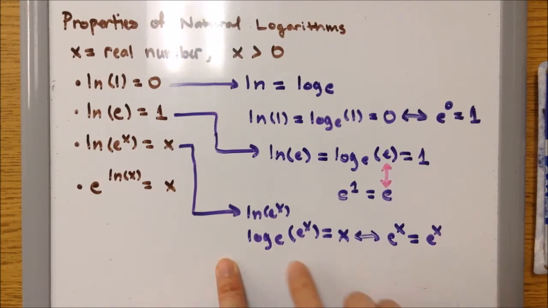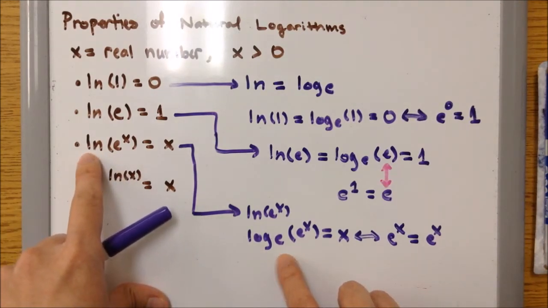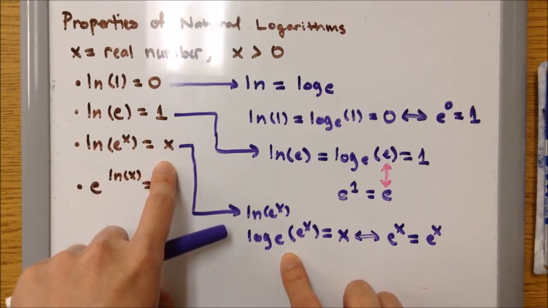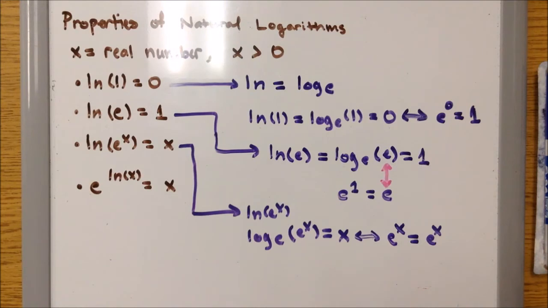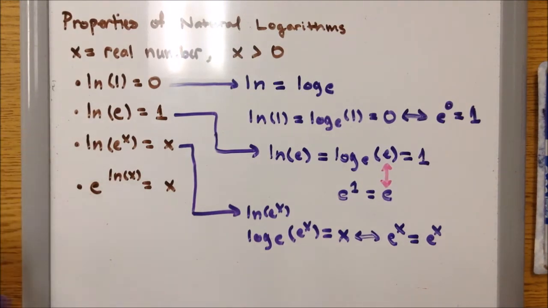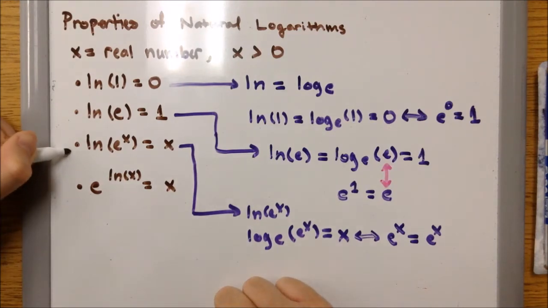And then here, when you have ln of e to the x, it's just simply the exponent. That's all it is. Now the last one. These two tie in together.